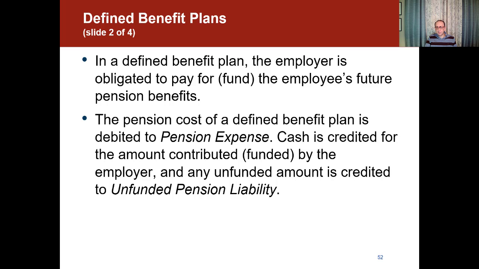So the pension cost of a defined benefit plan is debited to pension expense. Cash is credited for the amount contributed or funded by the employer, and any unfunded amount is credited to unfunded pension liability. We don't see this in the defined contribution plan because there's no way it can be unfunded or underfunded. It has to be funded to the exact amount that your employee contributed to the 401k plan.